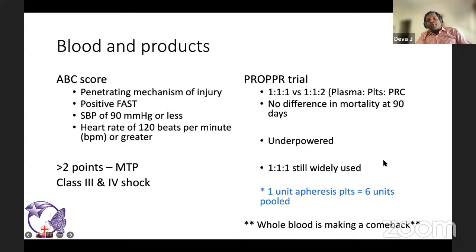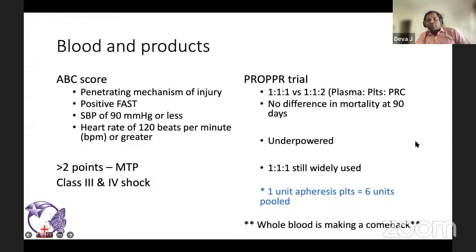There was a trial called the PROPPR trial. That's a lot of blood products. So I'm going to order blood products. I have to order 2 blood, 2 FFP, 2 platelets. That's a lot of blood products, and it may be difficult to get hold of so many products at any particular point in time in some situations and in some places. So is there a possibility that we could use less plasma and platelets compared to blood? Can we give more blood, more PRC, less plasma and platelets? And that was the trial, and that's what they tested.